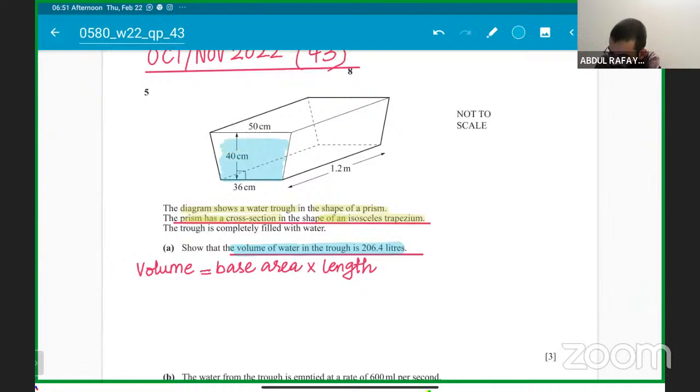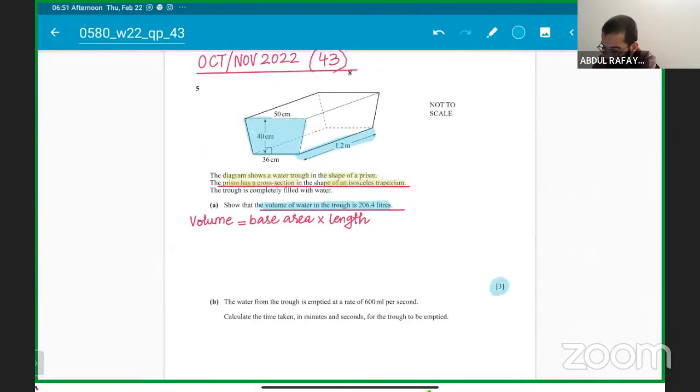Is everyone with me? I have to find the area of the trapezium, that is the base area, and multiply by the length. That's how we find volume for these types of figures. Everyone got it? Everyone on point with me?